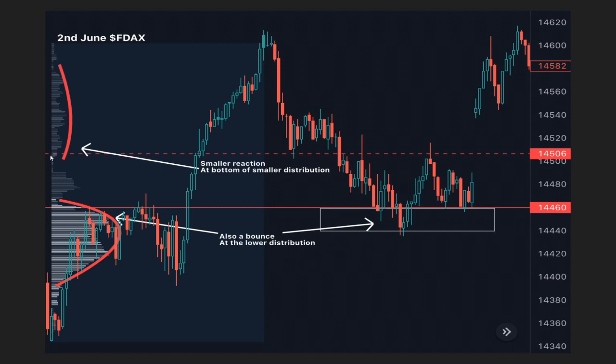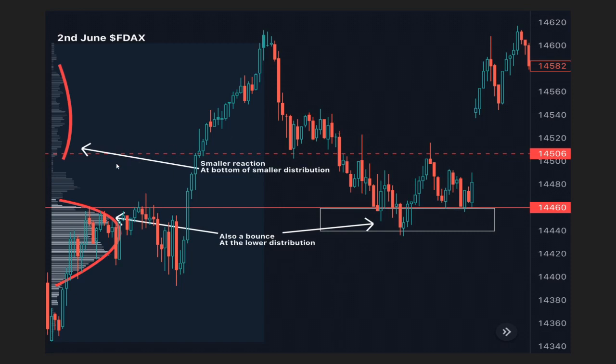So first we would identify our levels. Given what I've said previously, our one level would be at the top of the low volume area and at the bottom of the smaller distribution. So this would be at 14,506. Now you may ask yourself, why wouldn't we have the level over here at say 14,475? Well, the reason again is that there is not a distinct low volume area separating them. On the other hand, over here we have quite a distinct low volume area separating the two distributions.